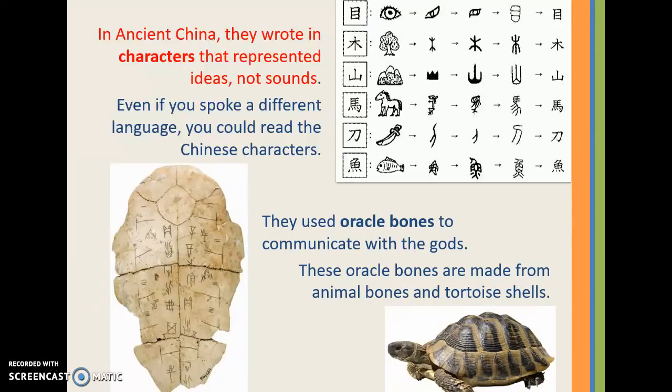They would write their message on the back of these turtle shells and animal bones and offer them up to the gods. So this is a little preview of Egypt and China that we're going to be talking about when I return.